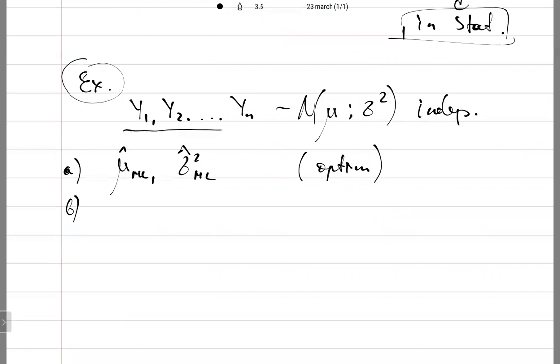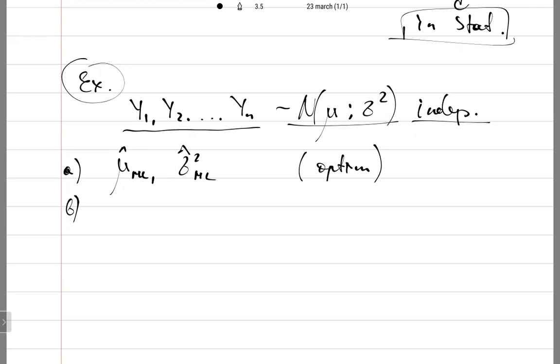We have a random sample of n observations, y1, y2, yn. They are independent. They are normally distributed with mean mu and variance sigma squared. And the first question is to just find the maximum likelihood estimator. And basically that means we need to optimize something.